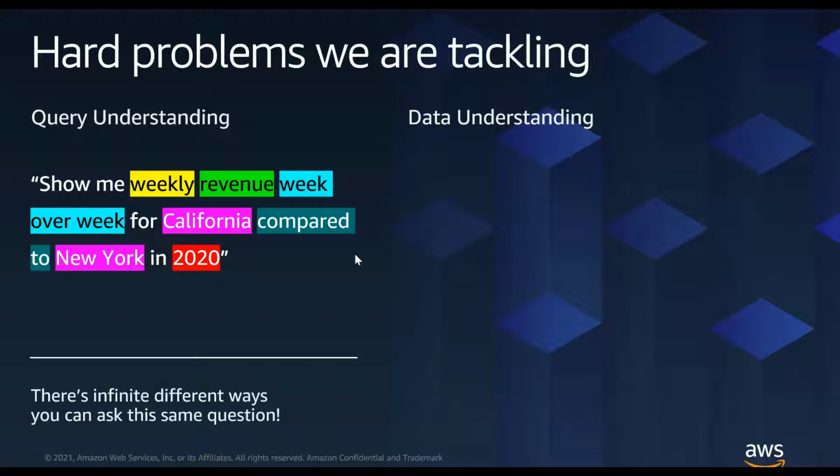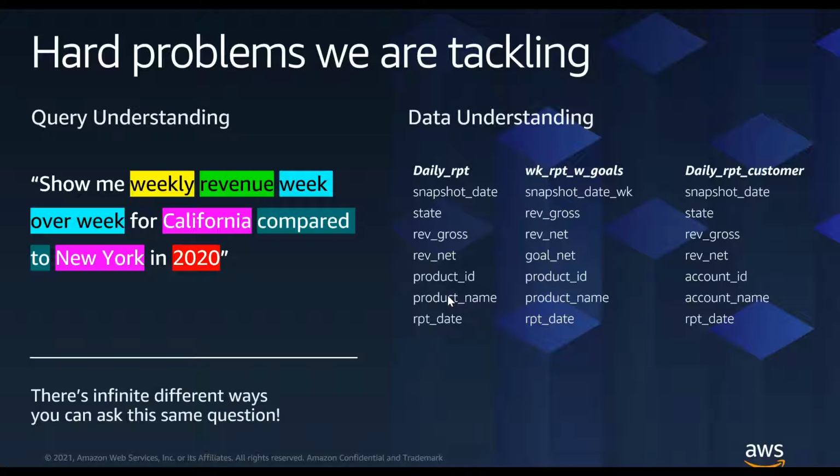To solve for this, Q also needs to understand what's in the data. The challenge with data is that in its raw form, there's really no semantics to it. It's just rows and columns. Your data has pre-built aggregations, business logic that only the BI team understands, and data can be stored in one or multiple data sets. So then the challenge for Q is making sense out of all of these and identifying what to query.